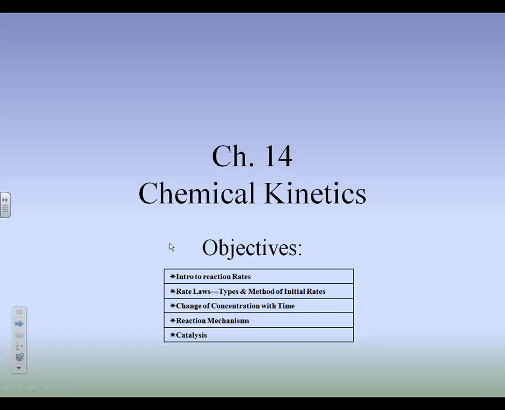Chapter 14, Chemical Kinetics. So the last of the big three topics in chemistry. The first one being thermodynamics, which was just kind of, how much heat does a reaction need to take place? Does it release heat? Does it absorb heat? The second being equilibrium. To what extent does the reaction go? Does it go to completion? Is it more to the left, more to the right? And then chemical kinetics. How fast does a reaction take place?